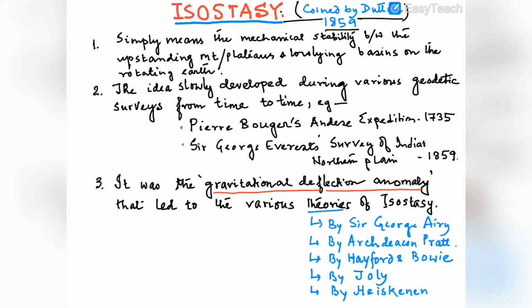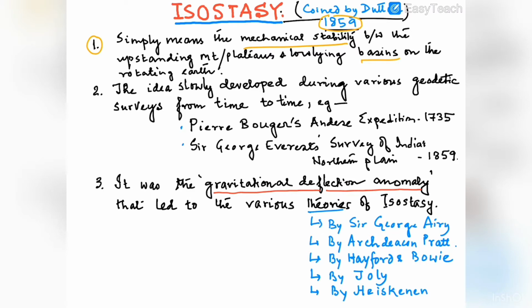The term isostasy was coined by an American geologist whose name was Dutton, D-U-T-T-O-N. He gave this term way back in 1859, but he did not develop the concept. He just gave the term isostasy. Now in point number 1, let us try to define the term. Isostasy simply means the mechanical stability between the huge upstanding mountains, plateaus, etc., and the very low-lying basins on the rotating earth.